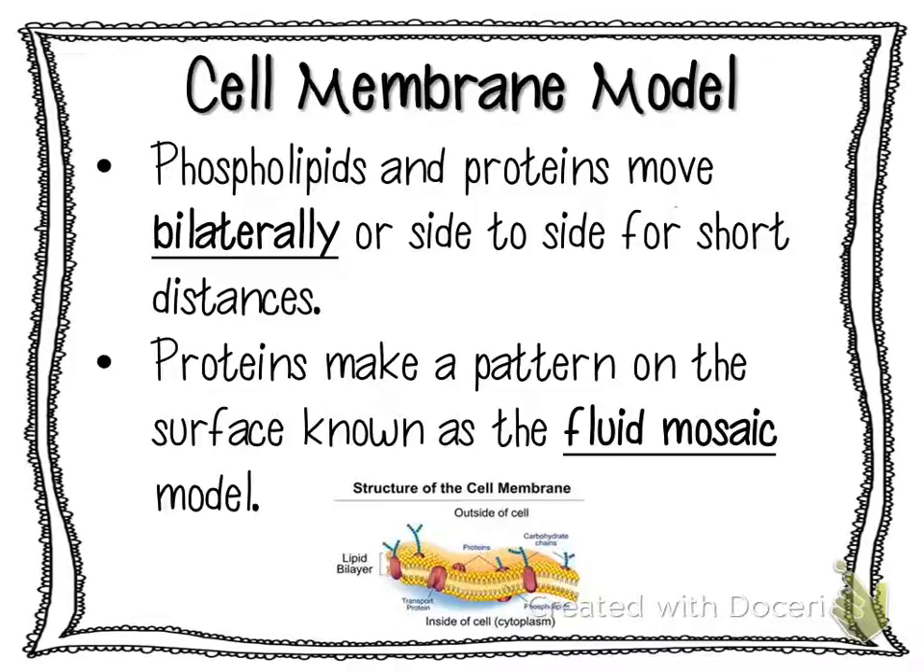The cell membrane model. All cells are starting up from the outside moving in. If we start at the outside, all cells are going to have the cell membrane. The cell membrane is going to be composed of phospholipids and proteins that are able to move bilaterally. That word bilaterally means that it's able to move from side to side, short distances. We're going to spend all of Unit 7 going into lots of detail about the cell membrane structure and how things are transported across the membrane.